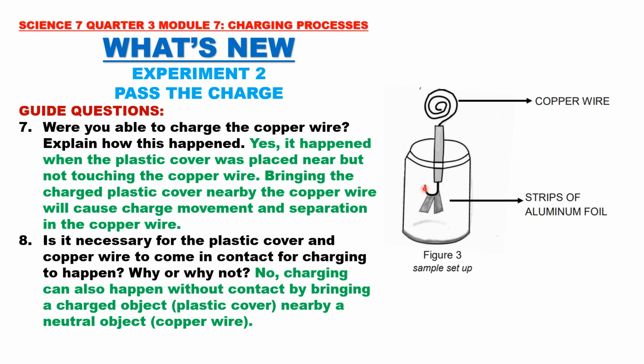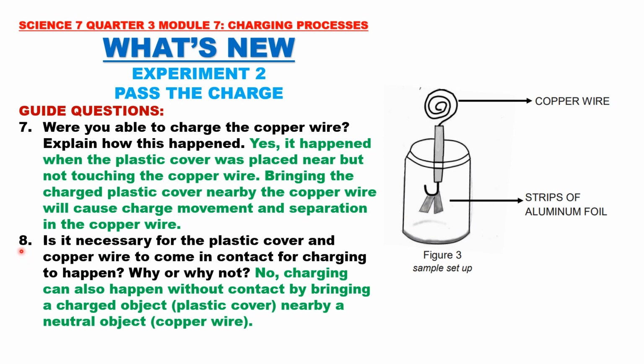So, paano natin malalaman na may charge yung copper wire natin? Itong strips of aluminum foil natin ay magse-separate or maghihiwalay siya. Okay? So, later explain natin kung bakit naghiwalay yung strips of aluminum foil natin.